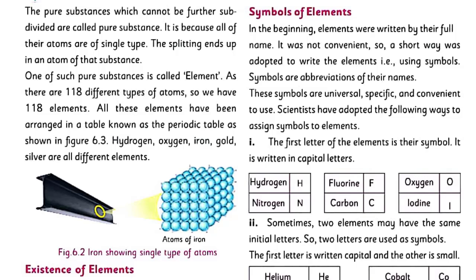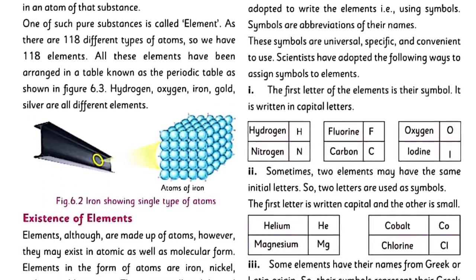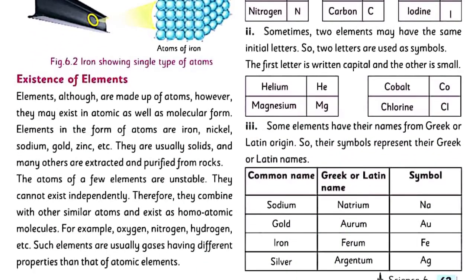2. Sometimes, two elements may have the same initial letters. So, two letters are used as symbols. The first letter is written capital and the other is small. Element symbol: helium He, magnesium Mg, cobalt Co, chlorine Cl.